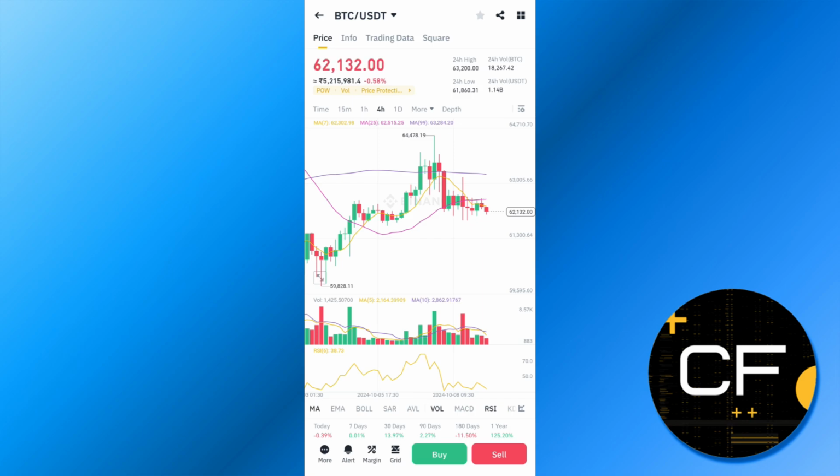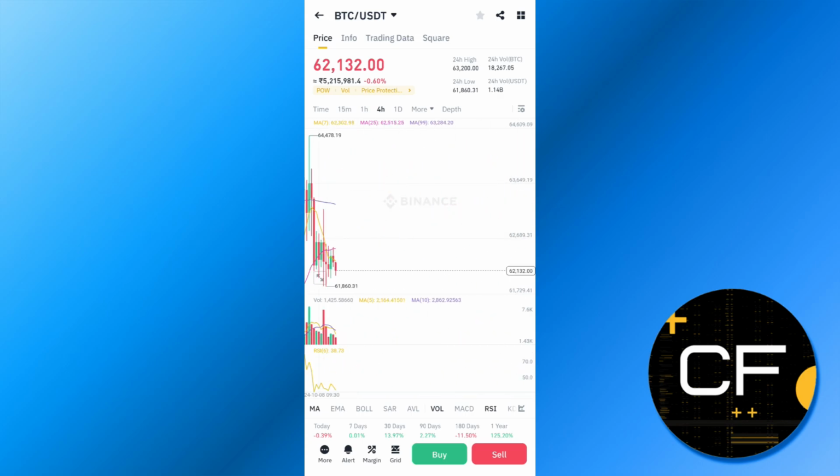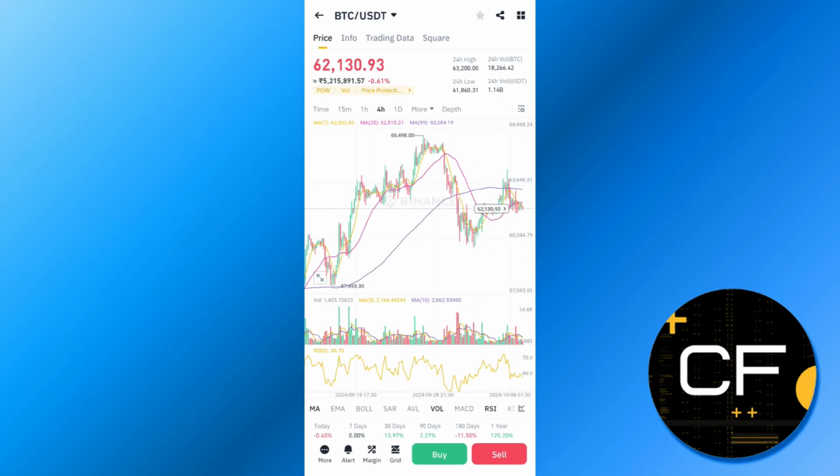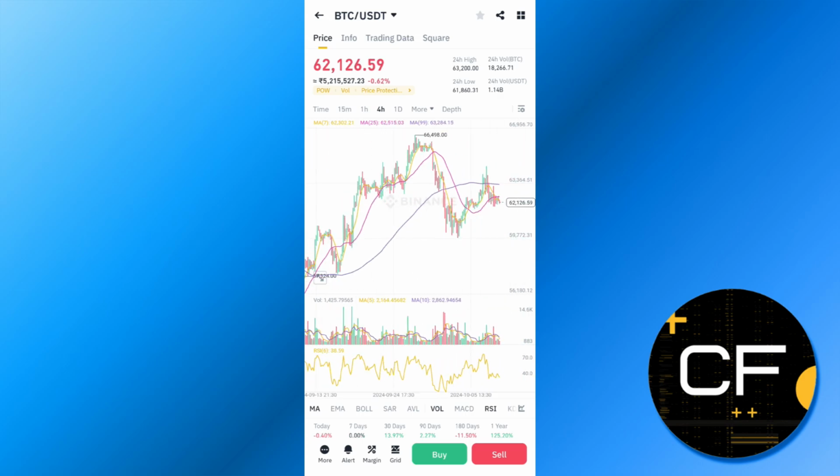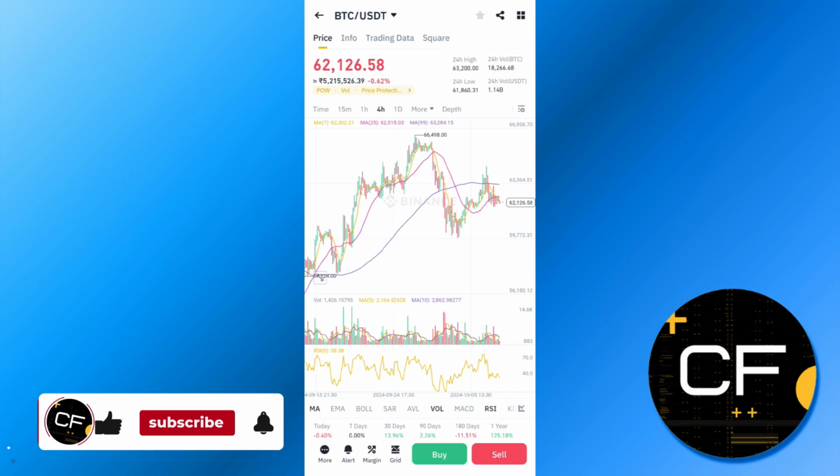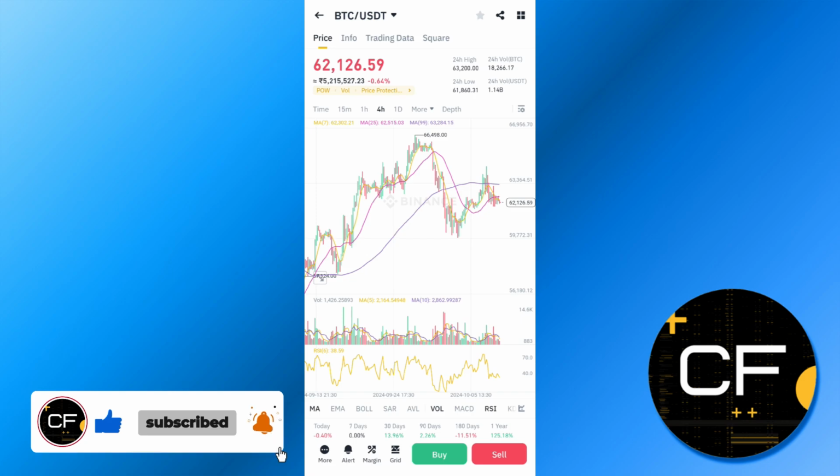Now after tapping on the pair that you have selected, you will be able to see its current price as well as its chart. So if you know trading and if you know how to do swing trade, you can put your indicators over here and then you can select the price at which you want to purchase it.